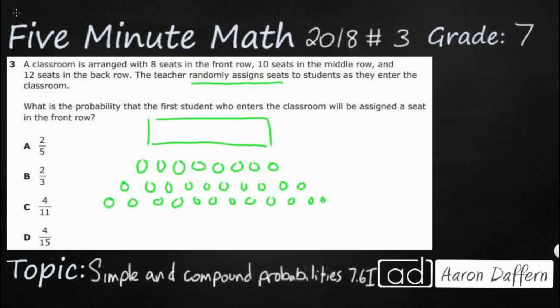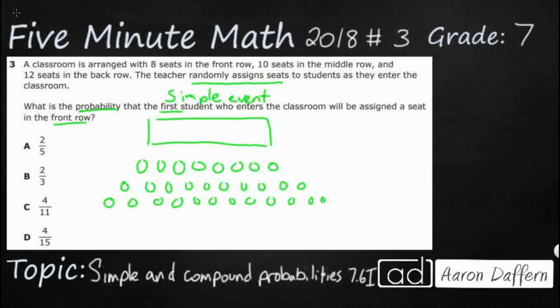So we need to randomly assign seats, and we need to find the probability that the first student who enters will be assigned a seat in the front row. So one student going to just the front row. This is what we call a simple event, because there is one thing that's happening and there's one possible outcome here. The child can either get front, middle, or back.